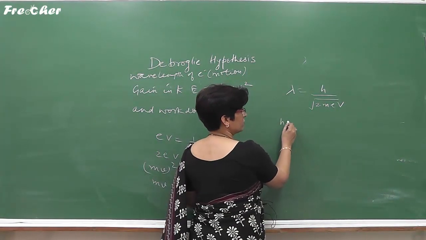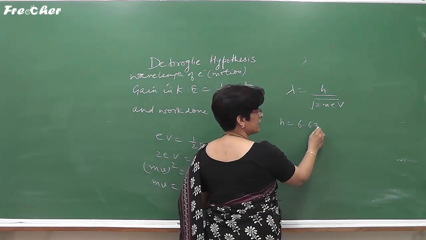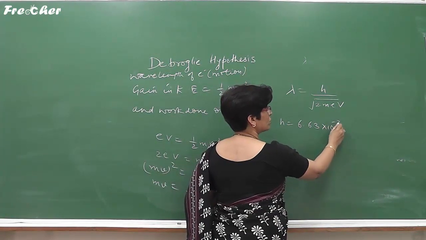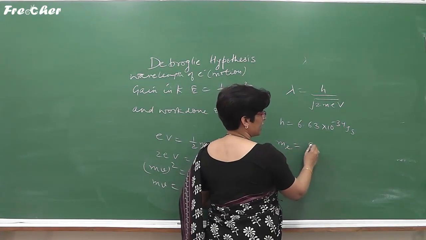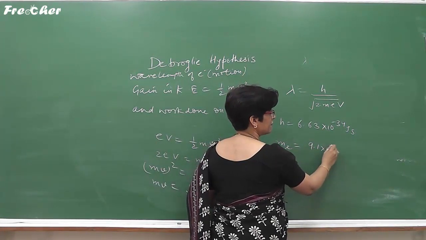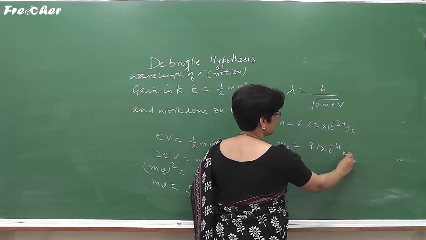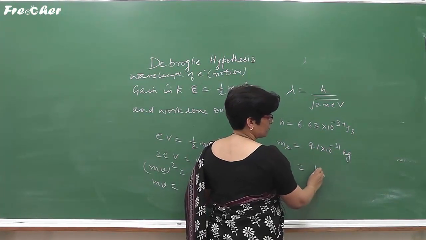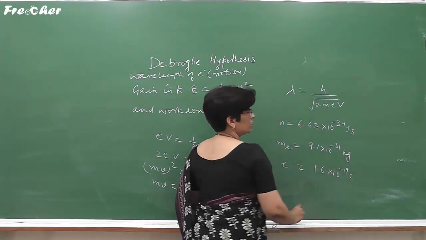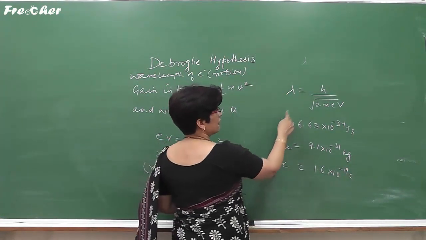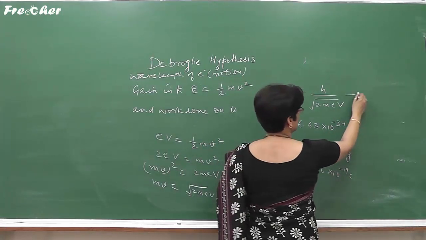h is Planck's constant, whose value is 6.63 into 10 raised to minus 34 joule second. m is the mass of the electron, which is 9.1 into 10 raised to minus 31 kilogram. e is the charge of the electron, which is 1.6 into 10 raised to minus 19 coulomb. So, after substituting all these constant values in this equation, name it 1.